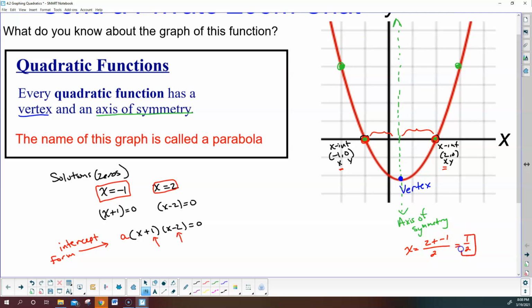And that's going to actually give me the exact location of where this axis of symmetry is at. It's at the spot x equals 1/2. So those are just leading into some of the things we're going to look at today.